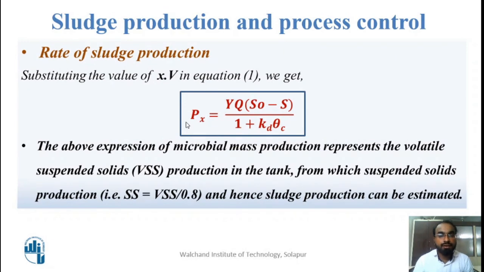So if we compare the Lawrence and McCarty equation to the relation for Px, we can also write Px is equal to Y into S naught minus S divided by 1 plus Kd theta C. See, this expression is telling us about the microbial concentration, which represents the volatile suspended solids which are produced in the biological reactor, and they also represent the suspended solids. So automatically we can say that the sludge production can be easily estimated.